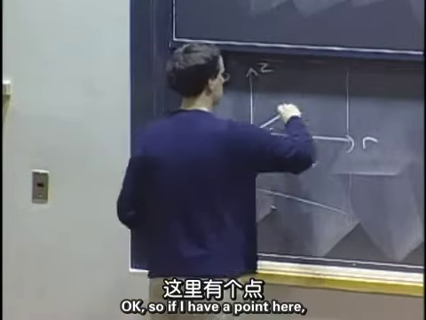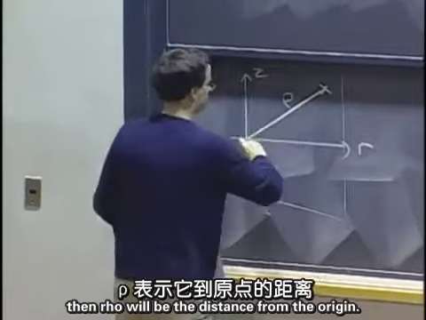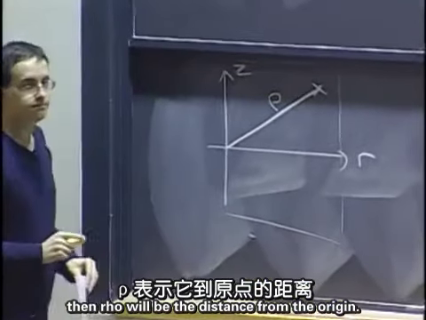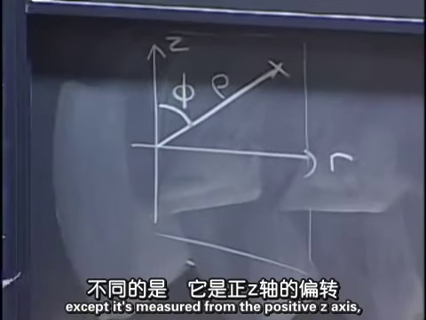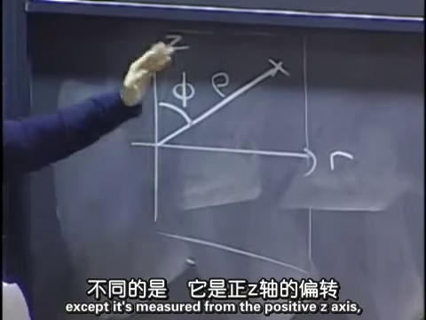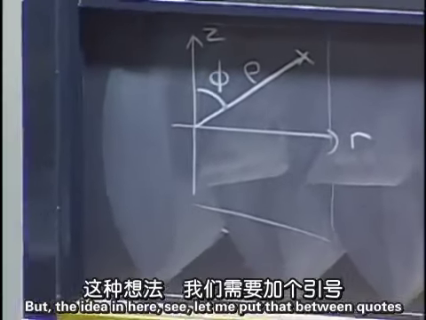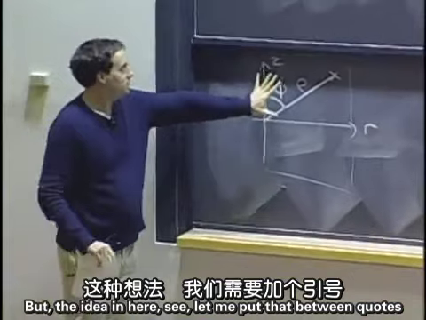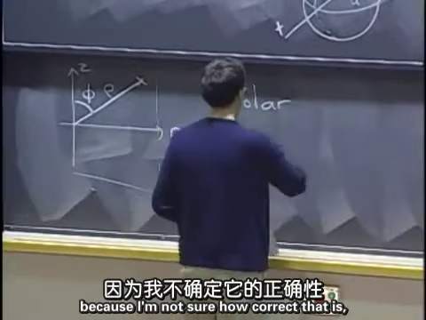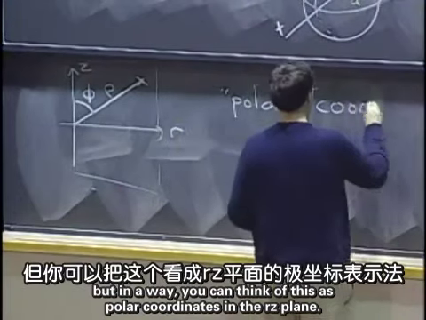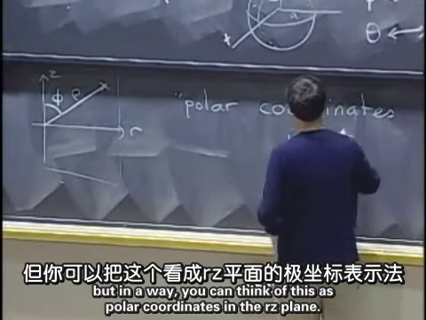Okay, so if I have a point in here, then rho will be the distance from the origin, and phi will be the angle, except it's measured from the positive z-axis, not from the horizontal axis. But the idea in here, see, is, well, I'm going to put that between quotes because I'm not sure how correct that is, but in a way, you can think of this as polar coordinates in the rz plane.